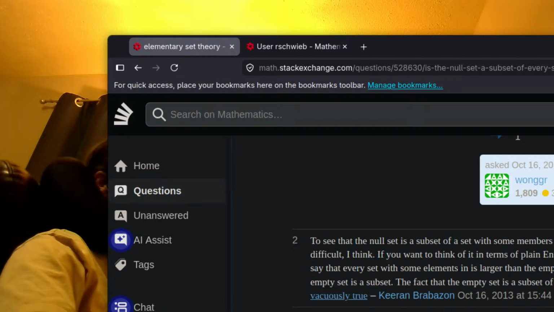Anyway, I like this one better. Can you come up with a set A such that there exists X belonging to the null set, but X not belonging to A? That's what's necessary to show that the null set is not a subset of A. Put in those terms, it's better. I agree with you, R. Schweeb, or whatever your name is.